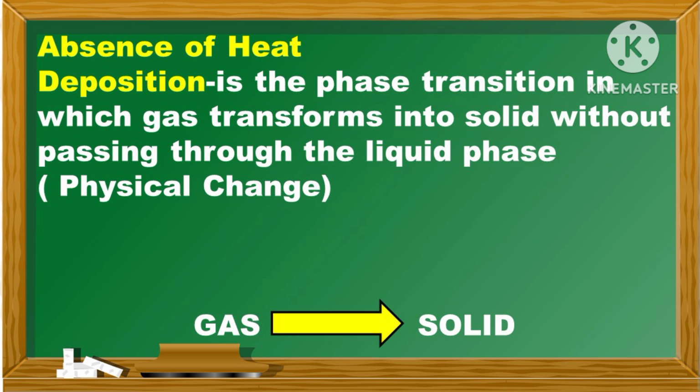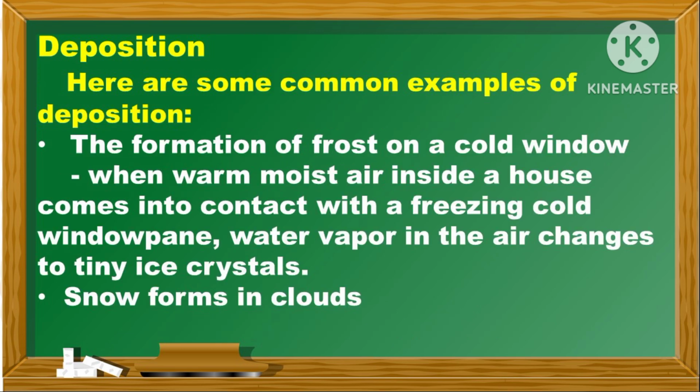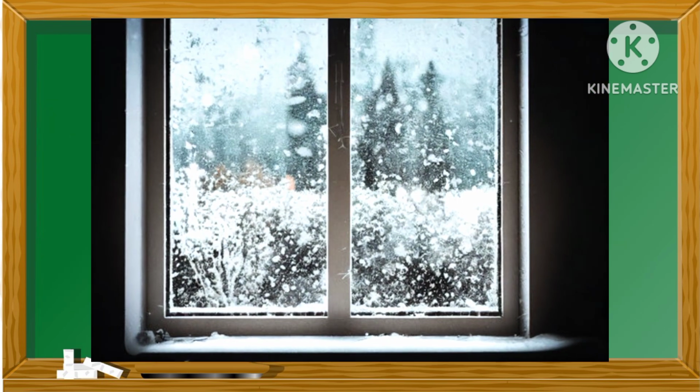Deposition is the phase transition in which gas transforms into solid without passing through the liquid phase. Here are some common examples of deposition: the formation of frost on a cold window. When warm moist air inside a house comes into contact with the freezing cold window pane, water vapor in the air changes to tiny ice crystals. Snow forms in clouds.